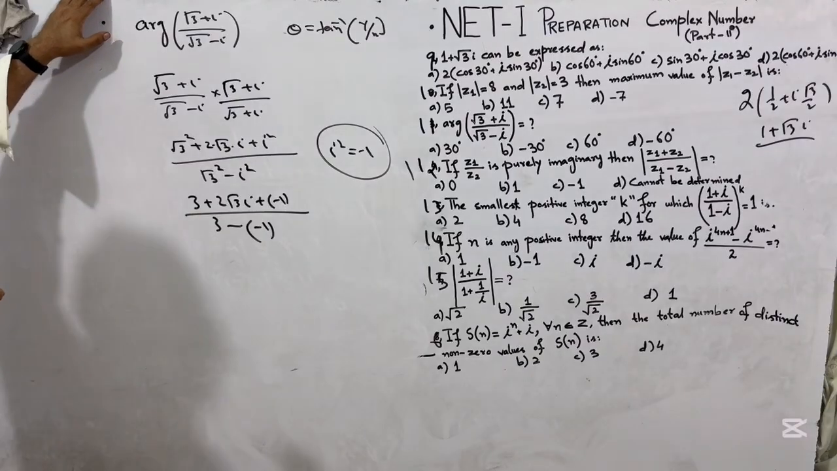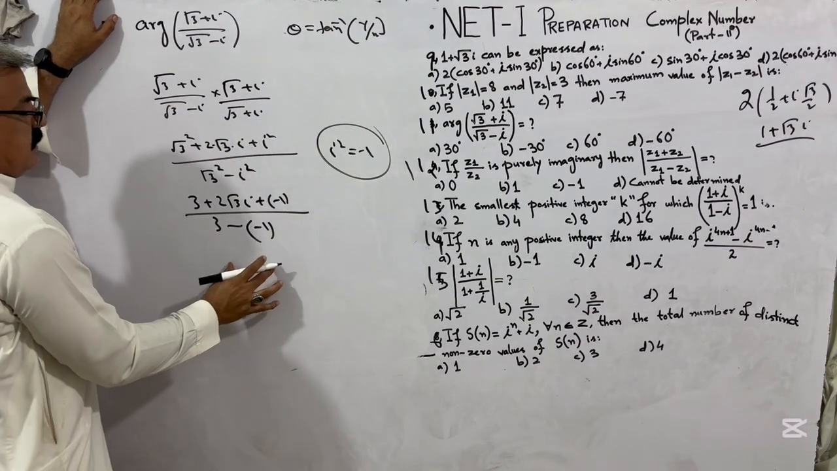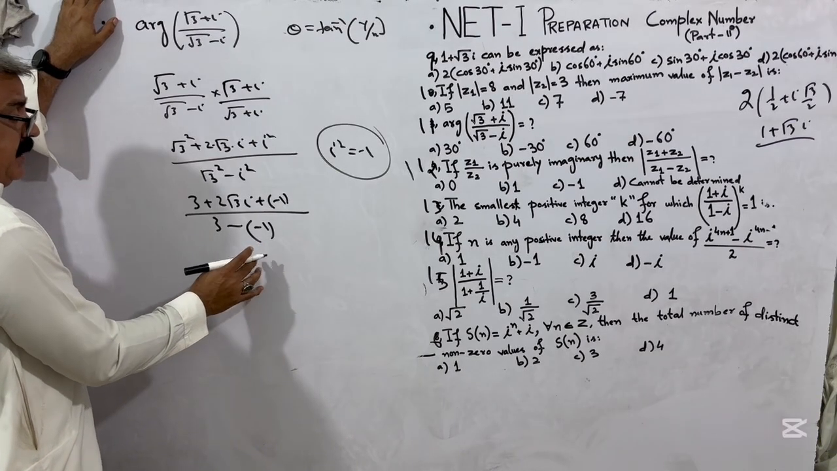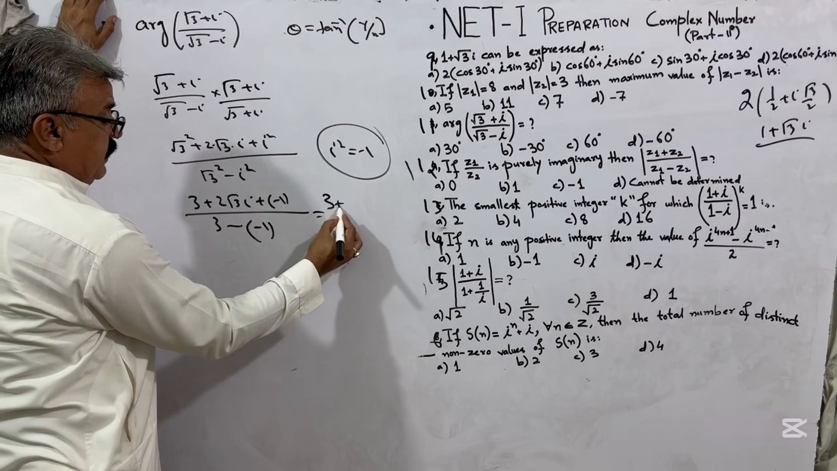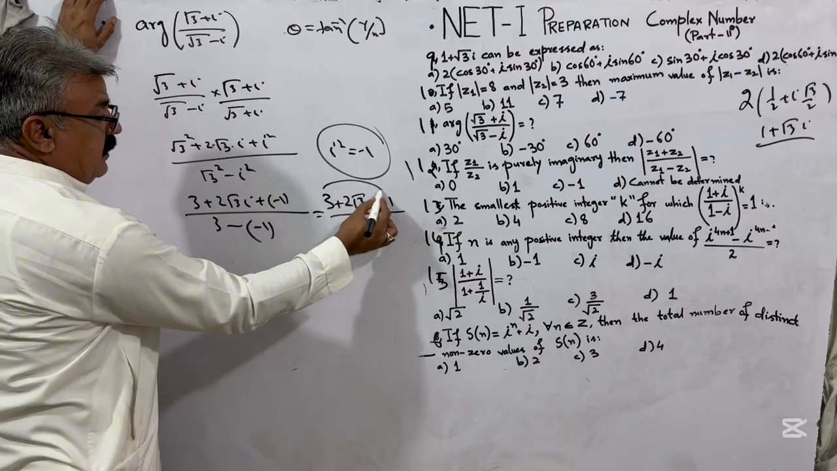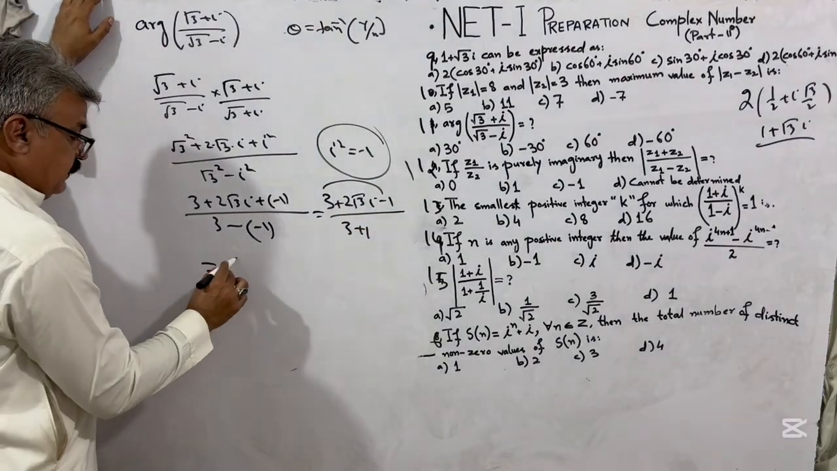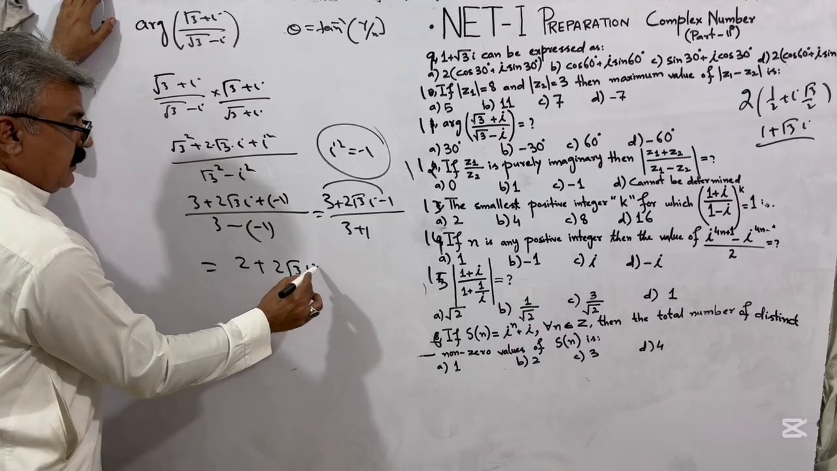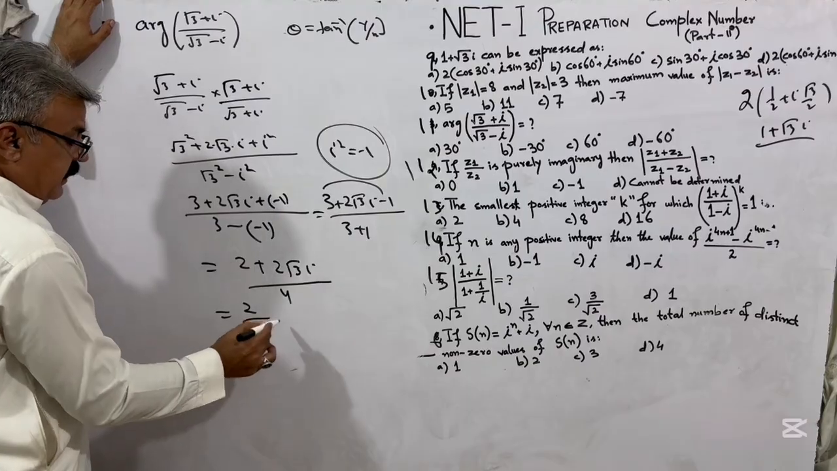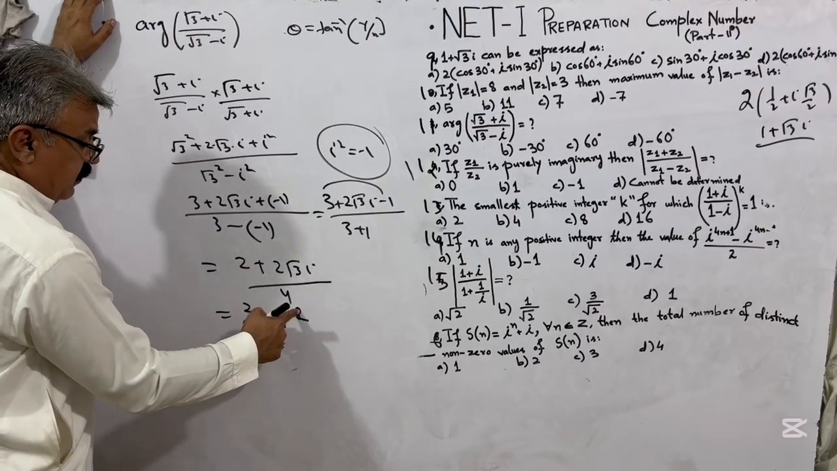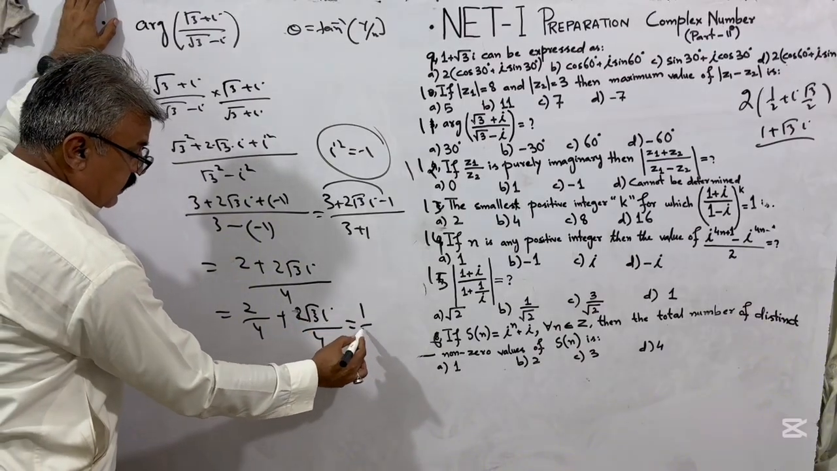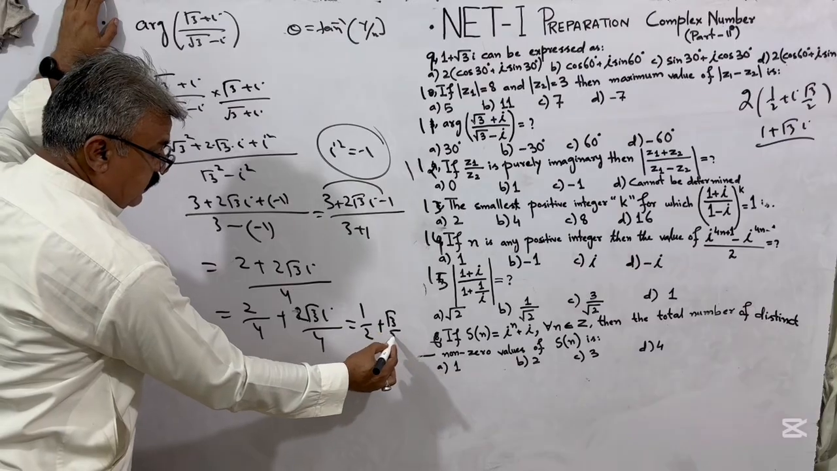If we are doing the rationalization correctly, then iota will be no more in the denominator. That is the situation here. 3 plus 2 times root 3 iota minus 1. Now subtract real from real: 3 minus 1 is 2, plus 2 under root 3 iota, over 4. Separate the real and imaginary parts, dividing separately by 4. We have 2 times root 3 iota over 4, so we get 1 over 2 plus under root 3 over 2 iota.